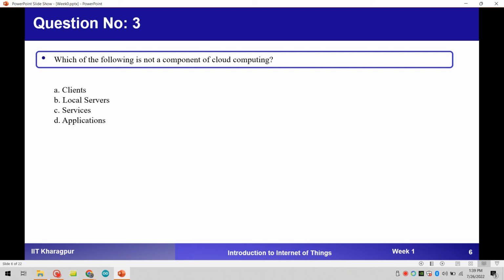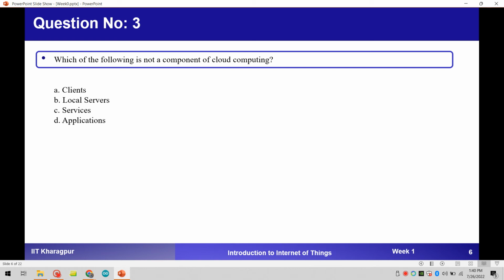The next question is, which of the following is not a component of cloud computing? Options are client, local servers, services, applications. Before answering this question, I would like to tell you what exactly is cloud computing. After that, I'll show you the architecture of cloud computing and the various components which are present in it. After knowing the components, you will be able to answer this question. So first of all, what is cloud computing?